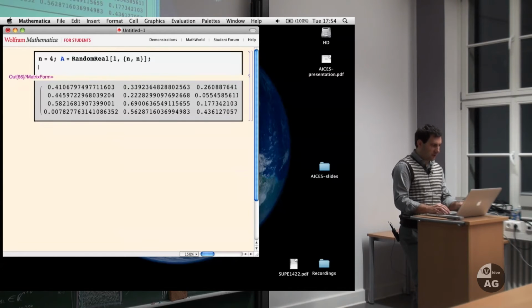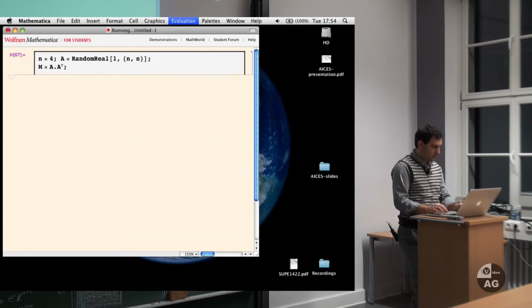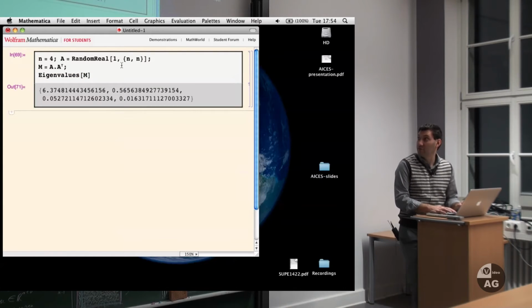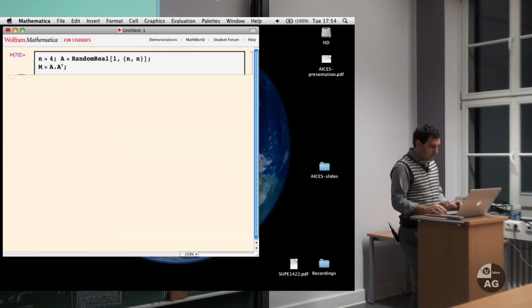Now we have to create our SPD. So I'm lazy, so I'm going for this. Let's just check whether this is real, positive definite. All the eigenvalues are positive, so yes. Okay, we're good. We have the input matrix that we want, matrix M.